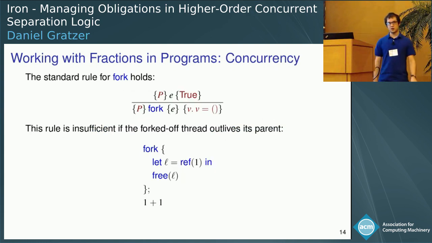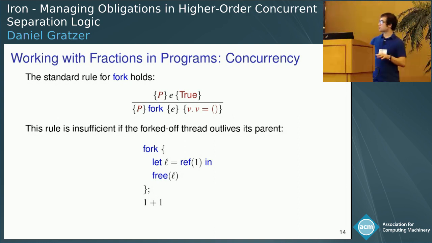Now, I got into all of this because fork was difficult to specify. So what happens with fork? Well, there's a standard rule for fork, which is that if E doesn't crash, then if I fork off E, things still don't crash. And we get that rule, but it's not enough anymore, and it's not enough in any of the interesting cases in particular. If I fork off a thread that never joins, I'm not going to be able to specify it properly. Here's a very common example of a concurrent program, where I fork off a thread, I allocate, and then I immediately deallocate, and then in the main thread I just add 1 and 1.